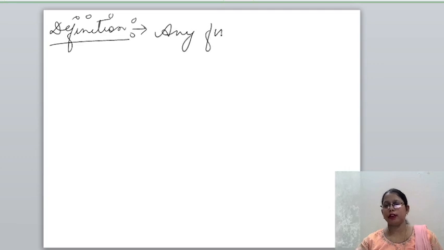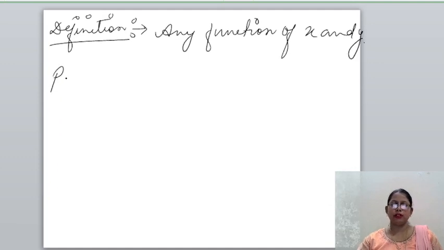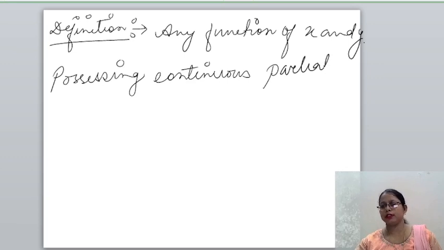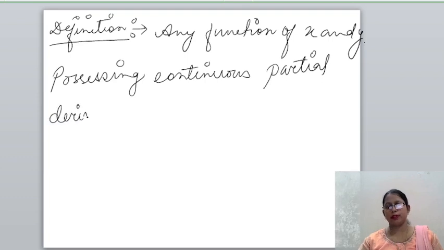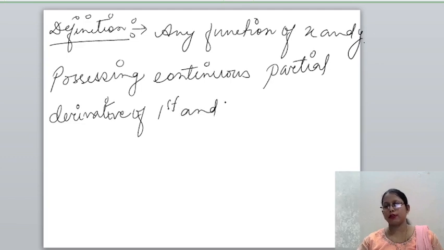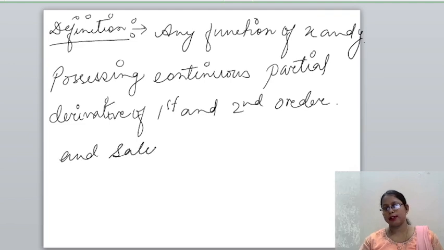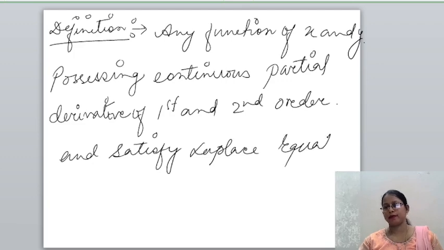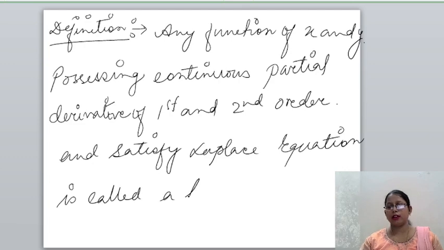Any function of x and y possessing continuous partial derivatives of first and second order and satisfying the Laplace equation is called a harmonic function.